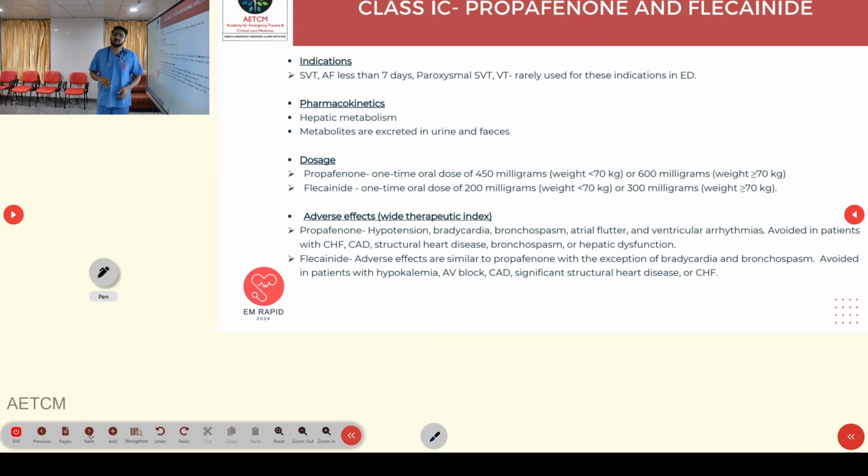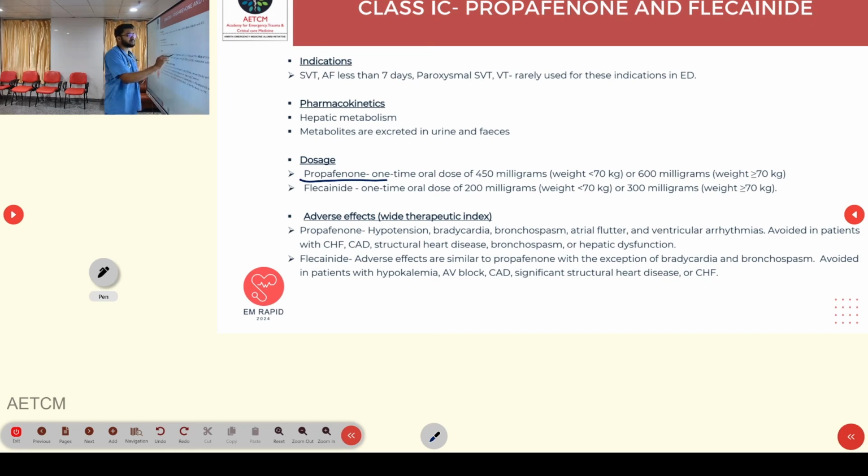And further, we have the class 1C agents propafenone and flecainide, which are also rarely used in our ER. Indications include SVT and AF of less than 7 days. Paroxysmal SVT and VT are rarely treated with these as well. Pharmacokinetics: hepatic metabolism, excreted in urine and feces. And dosage-wise, propafenone and flecainide are both one-time oral doses.